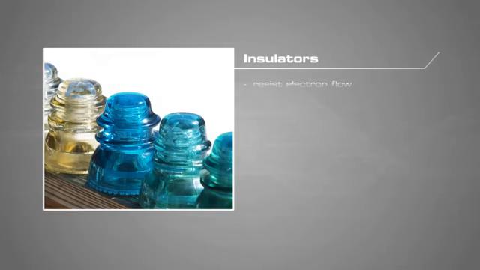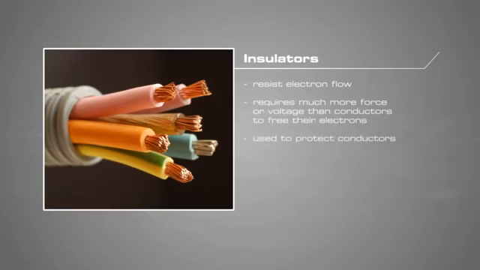Non-conductive materials, called insulators, resist electron flow. The important thing to remember about insulators is it takes much more force or voltage to get an electron to leave an insulator's atom than a conductor's atom. Even when enough force is applied to an insulator, only a very few electrons can be released at any one time. Insulators protect conductors from touching each other and protect us from touching conductors.